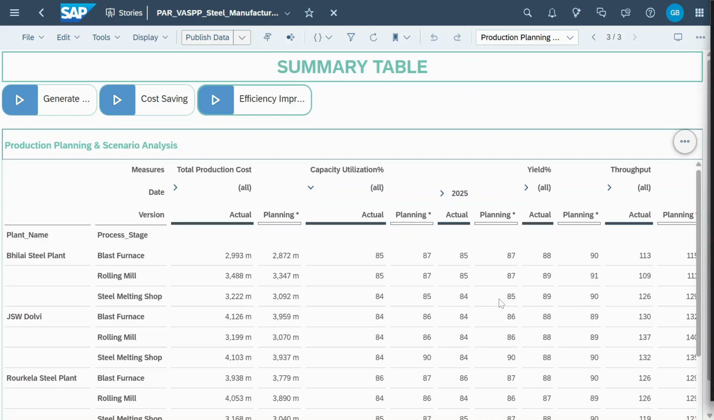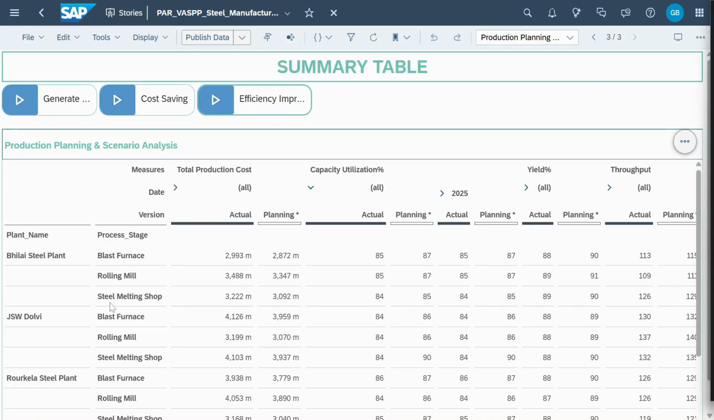Production planning and scenario analysis page. Moving on to production planning and scenario analysis. This summary table provides a centralized side-by-side view of actual versus planning performance across every plant and process stage. Bhilai Steel Plant, JSW Dolvi, and Rourkela Steel Plant, each broken down into blast furnace, rolling mill, and steel melting shop.